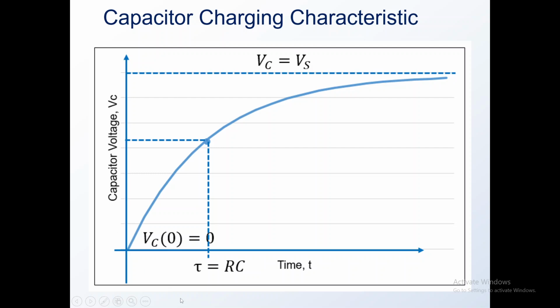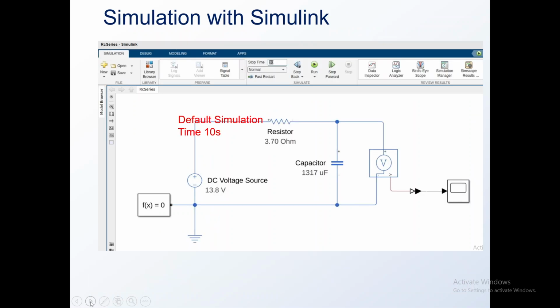There are a few technical terms, that is tau, the time constant. On the x-axis we have plotted the time, on the y-axis we have taken the capacitor voltage. Okay, and this is our common graph, and this is the circuit which we are going to simulate.